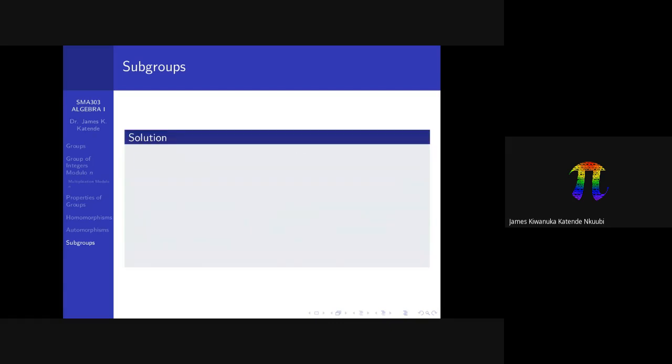So let's look at the solution. Let's consider the first set of orthogonal matrices. We need to check closure first, so that if we pick any two elements in the subset, their product should also be in the subset. So let's pick A and B from H.